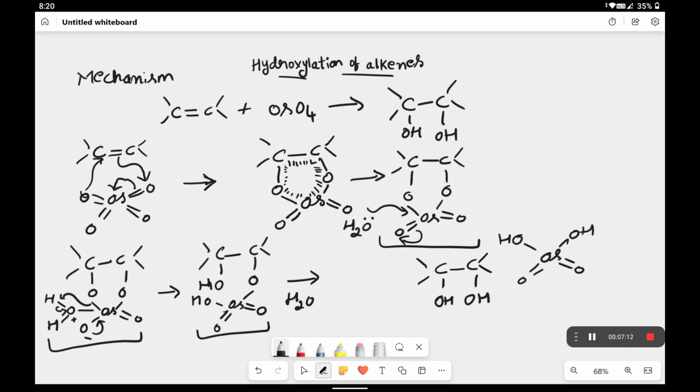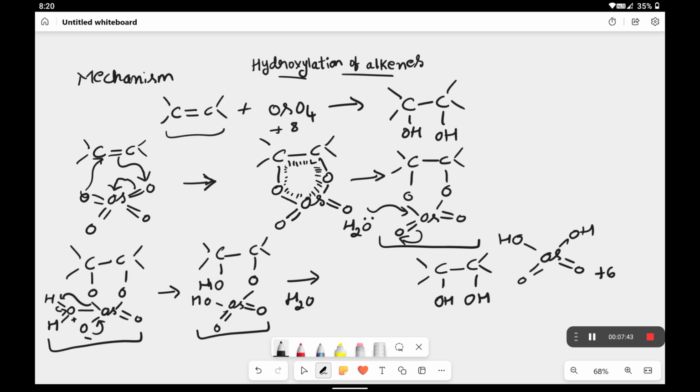Here the osmium tetroxide is connected to the hydroxide. What is the oxidation state here? Here it is the +8 oxidation state. Here it is the +6 oxidation state. We can say this undergoes reduction. The carbon-carbon double bond undergoes oxidation, meaning addition of oxygen takes place here, and reduction of osmium from +8 to +6 happens here. This is called hydroxylation of alkene.